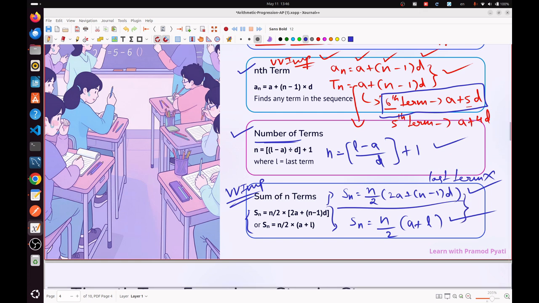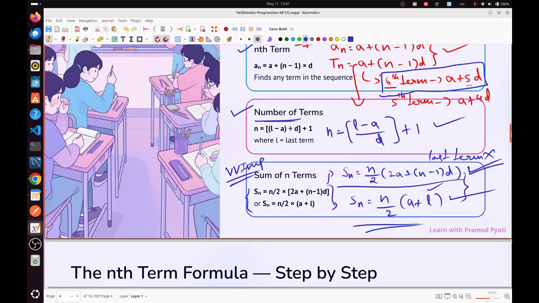These two are very important formulas. Here L is there. That's why, if the question gives the last term, we need to apply this formula. If they don't give any last term, we need to apply the above formula. Please note down these two. Let's move on to the next slide.